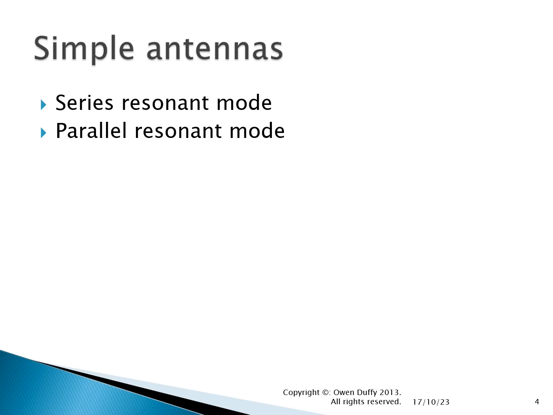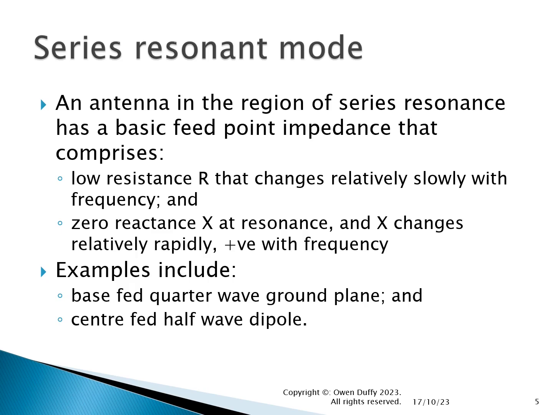There are two broad types of simple antennas, series resonant mode and parallel resonant mode. An antenna in the region of series resonance has a basic feed point impedance that comprises low resistance R that changes relatively slowly with frequency, and zero reactance X at resonance, and X changes relatively rapidly, positive with frequency. Examples include base-fed quarter wave ground plane and centre-fed half-wave dipole.